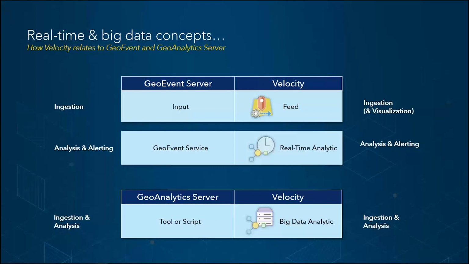And just to give a bit of an overview of Velocity, comparing it to GeoEvent and Geoanalytics in terms of the terminology, within Velocity, we have an item called a feed. This is similar to a GeoEvent server input, which John showed, so being able to ingest and visualize data. The analysis and alerting capabilities that we would have done before through a GeoEvent service, we can now do through a real-time analytic. And then finally, getting into our big data capabilities and using a tool or a script within Geoanalytics within Velocity, we call it big data analytic.